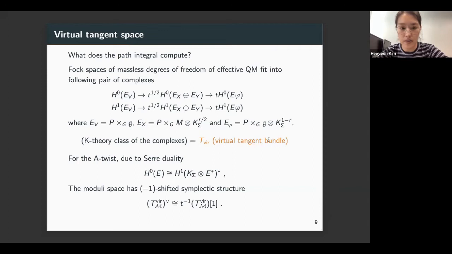For example, for the A twist, due to the duality that relates these two spaces, we can check that this half of the complex is dual to this half of the complex here. This means that the moduli space has a so-called minus one shifted symplectic structure, like this here. This means that, for example, for smooth M, the virtual tangent space reduces to the shifted cotangent bundle structure. So for the A twist, this also implies that the obstruction theory becomes a symmetric obstruction theory.